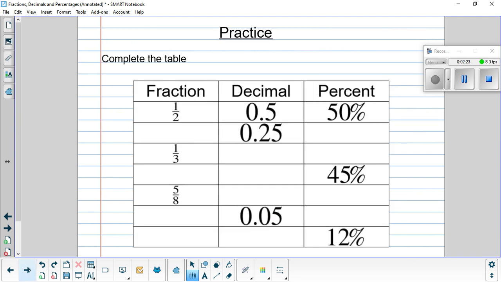Now, your task is to complete this table. More often than not, you'll complete a table at some point in your life having to do with fractions, decimals, and percents. So they'll only give you one, and then ask you to fill in the others. I've given the first one, to give you an idea what it should look like at the end. So pause now, and when you're ready to go ahead, press play.